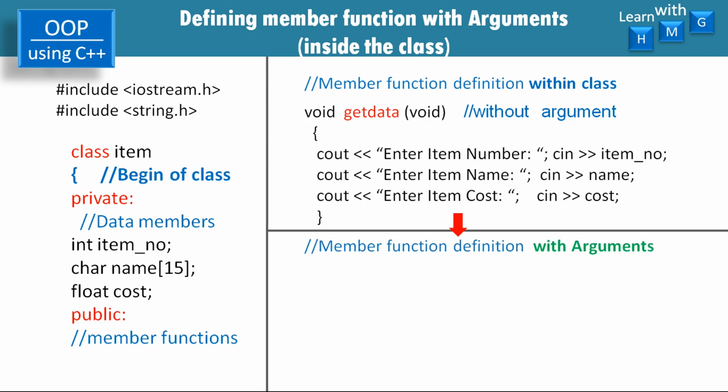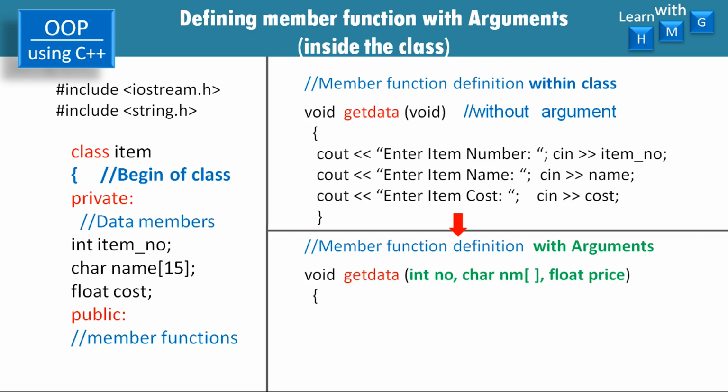Now here the same get data function is defined in another way, as a member function definition with arguments within the class. The get data function has three arguments, no, nm and price. No is an integer type variable, nm is a one dimensional character type array, and price is a floating type variable. Now these three arguments I am going to assign to the three data members of the class. Which are the three data members of the class? Item no, name and cost.